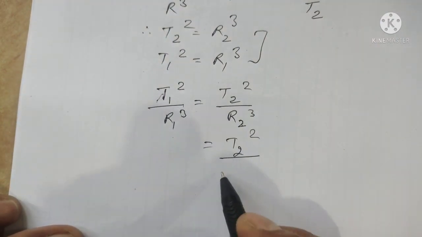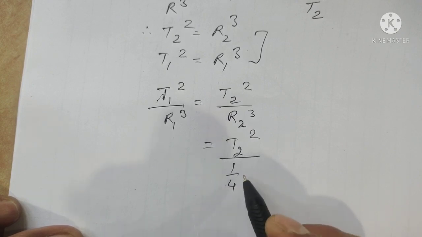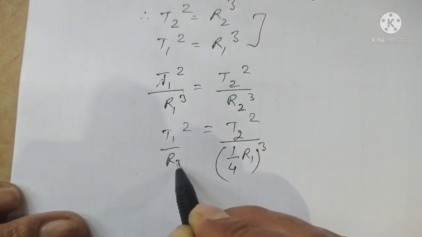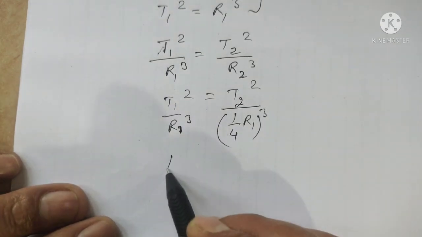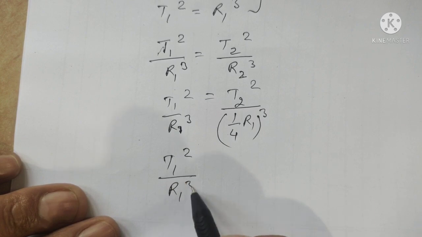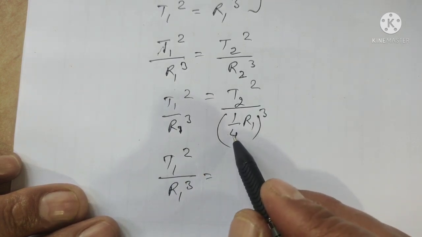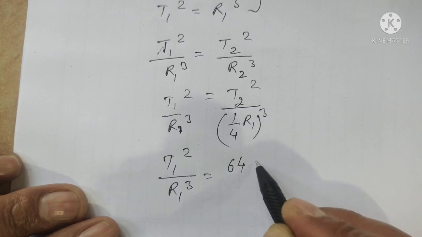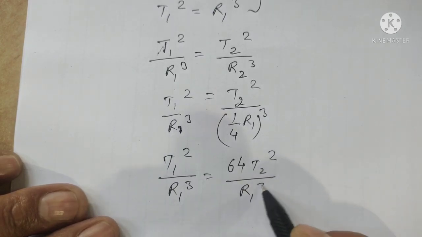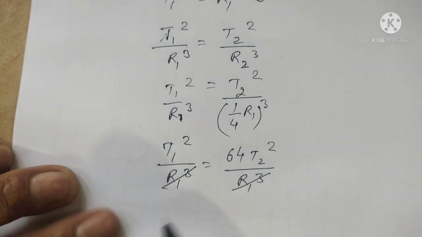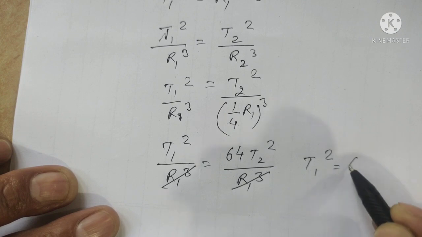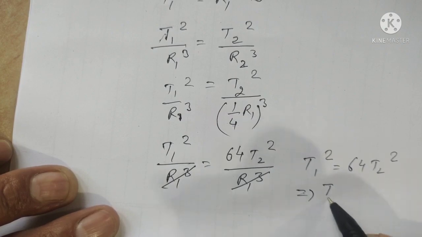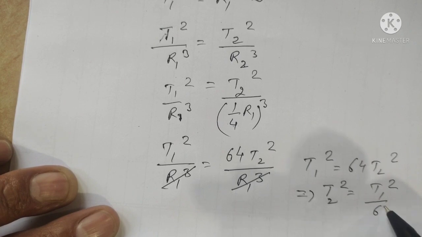So put here t2 square over 1 over 4 r1 cube, and t1 square over r1 cube equal to 4 cube, 64. So here 64 t2 square upon r1 cube; r1 cube cancels with r1 cube, we are left with t1 square equal to 64 t2 square. This implies t2 square is equal to t1 square over 64.